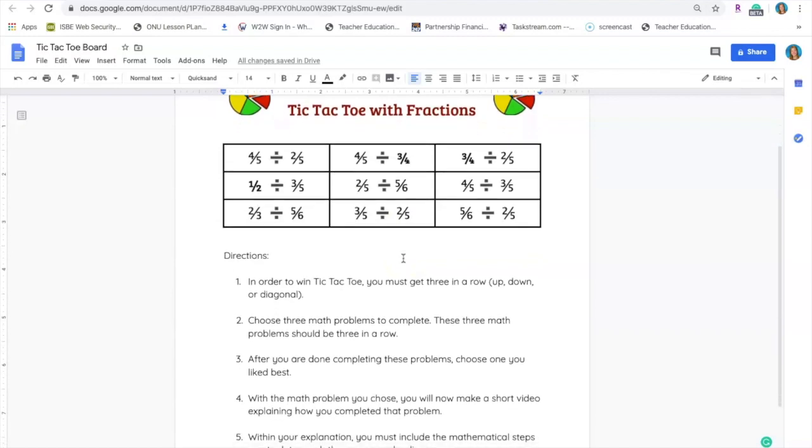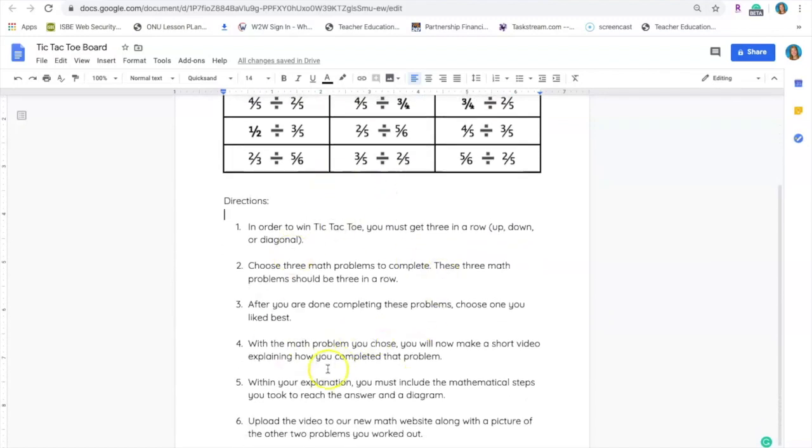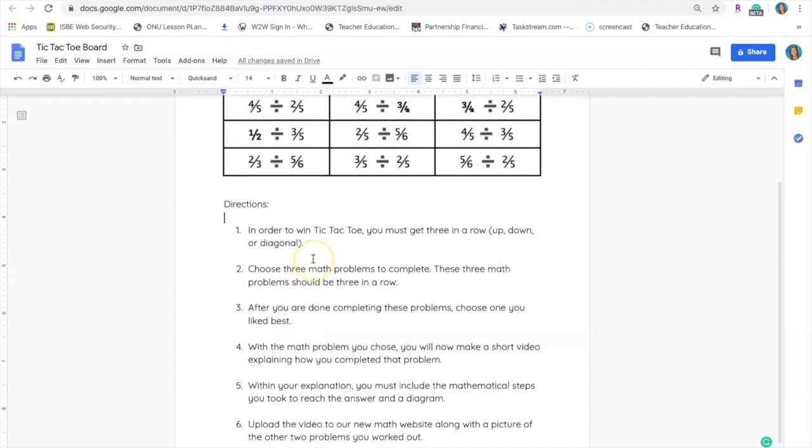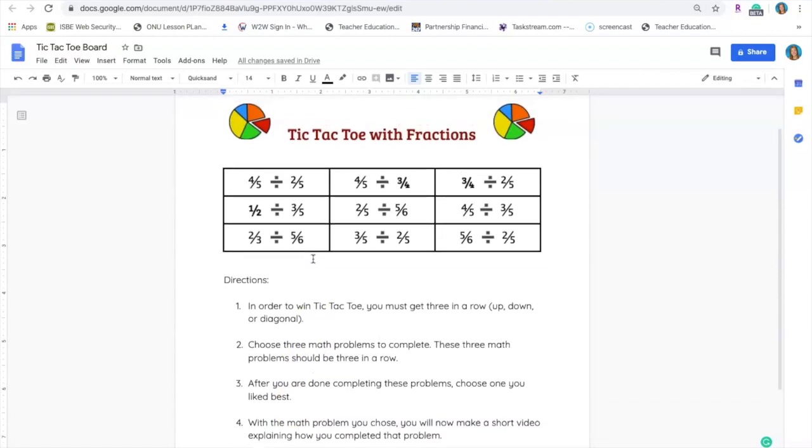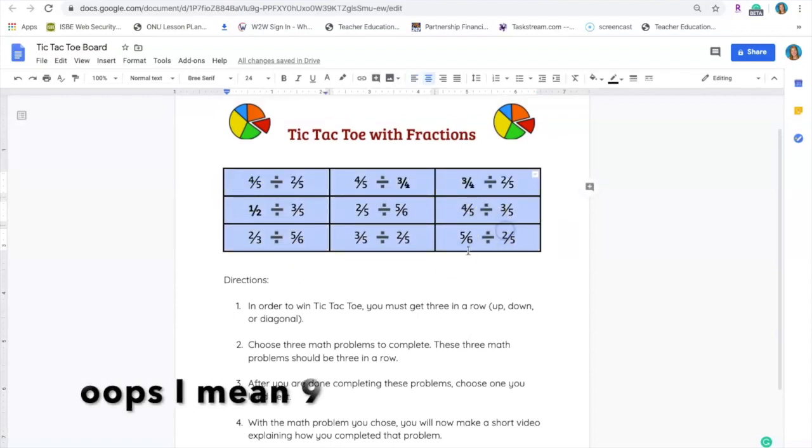So the tic-tac-toe with fractions. You can read the directions so that you know in detail what you're expected to do. But basically, I'm just going to summarize it for you right now. You're going to do 3 problems out of all of these 6 that are listed right here. You can either go up and down, or across, or diagonal and do those 3, or these 3. Your goal is to get 3 in a row, like tic-tac-toe. So you want to win.